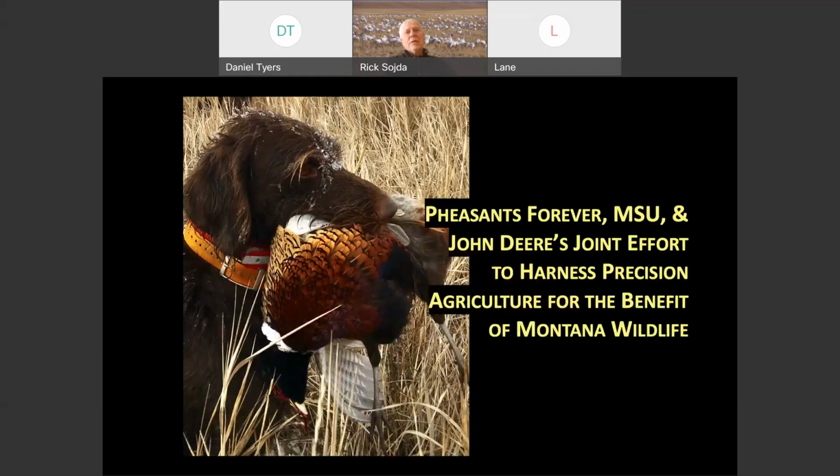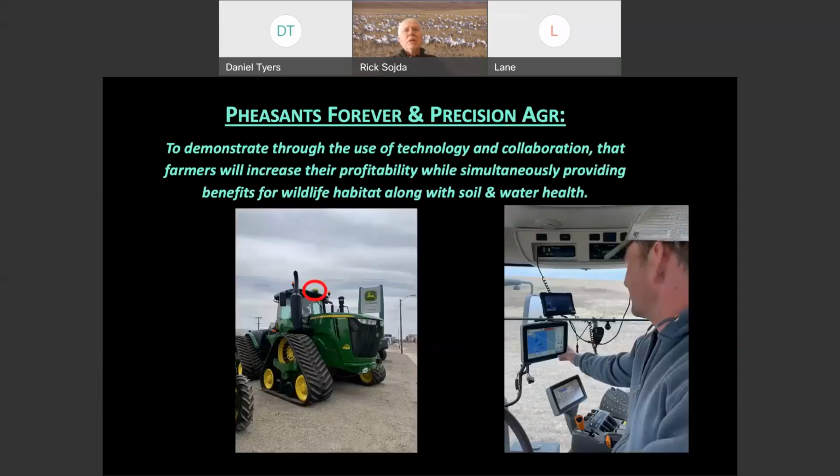What I want to talk about now is precision ag a little bit, and some of the work that I'm doing here at MSU with Pheasants Forever and John Deere. The purpose of the project is to demonstrate, through the use of technology and collaboration, that farmers will increase their profitability while simultaneously providing benefits for wildlife habitat along with soil and water health.